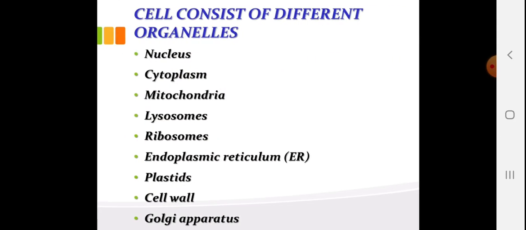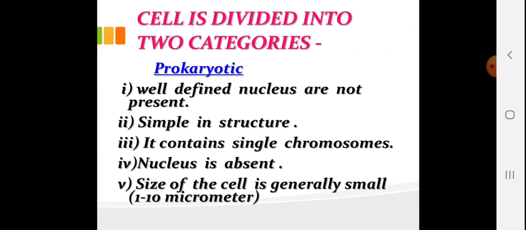Now cell consists of different organelles like nucleus, cytoplasm, mitochondria, lysosome, ribosomes, endoplasmic reticulum, plastids, cell wall and Golgi apparatus. Cell is divided into two categories. Prokaryotic: a well-defined nucleus is not present in that. Simple in structure, it contains a single chromosome, that is called the nuclear material. Nucleus is either absent or of a very primitive type. Size of the cell is generally small, which is 1 to 10 micrometers.